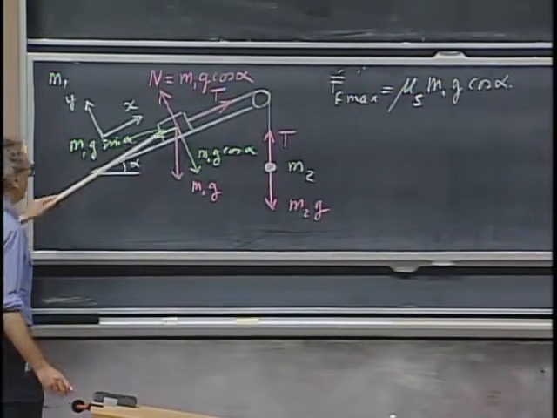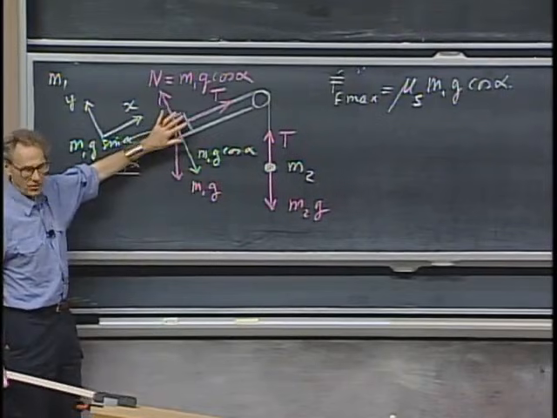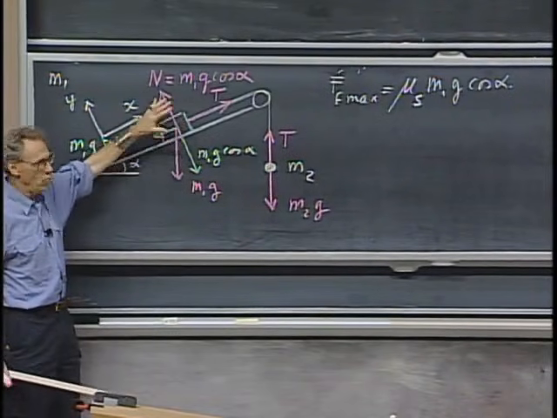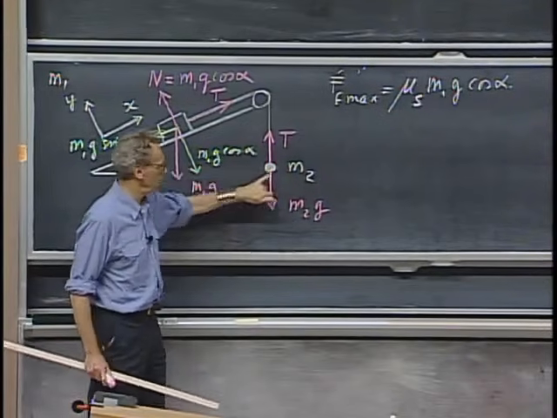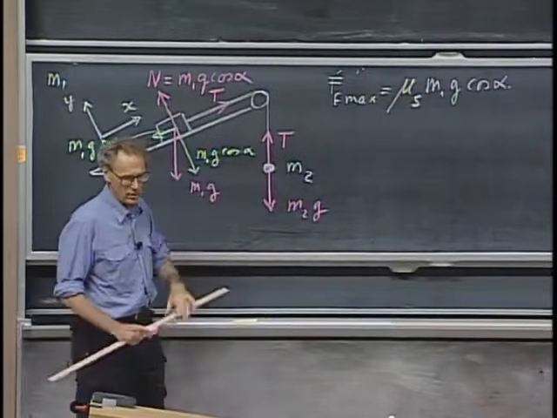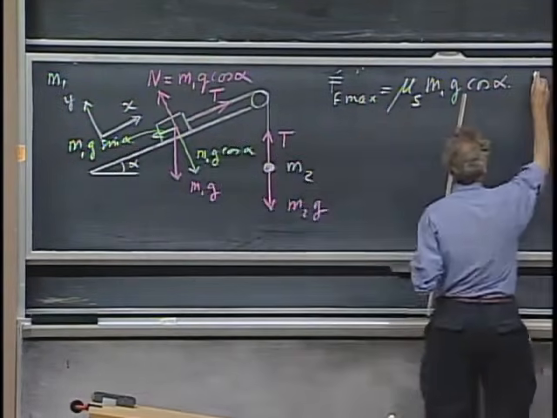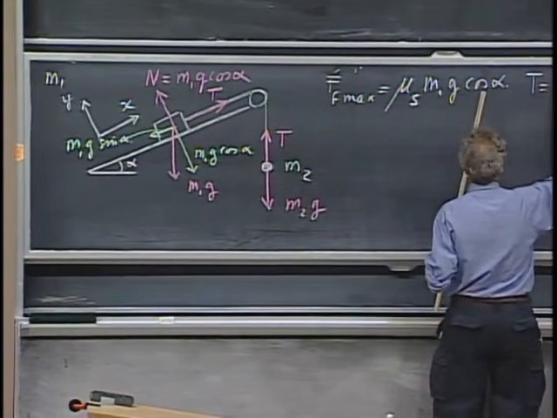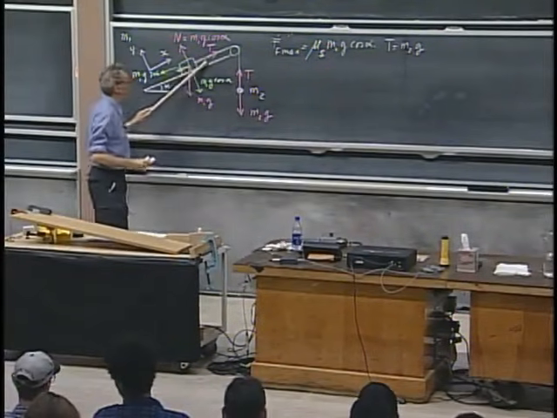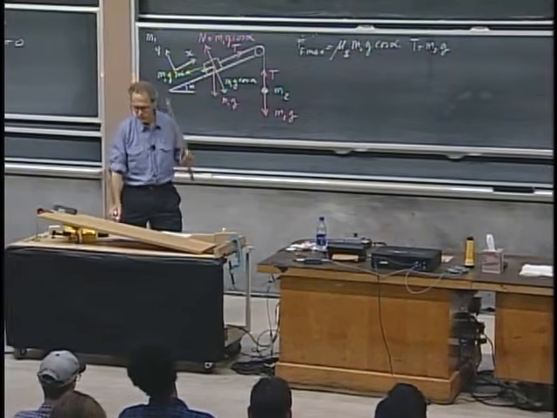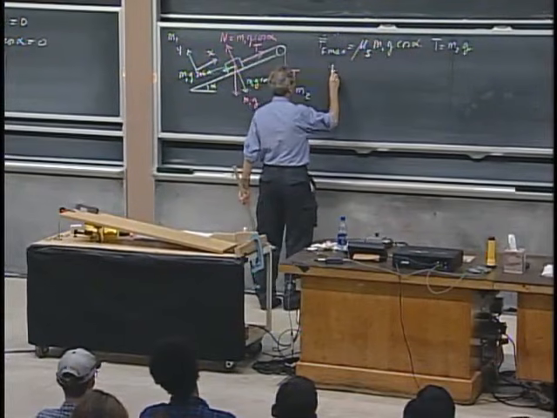I'm going to evaluate, for now, only situations where the system is at rest. It's not yet moving. If the system is at rest, T must be m2g, because this object is not being accelerated. So in all situations where the system is at rest, T must be m2g. That's non-negotiable. It's this T as well as that T. Now I have to start splitting into the following situations.